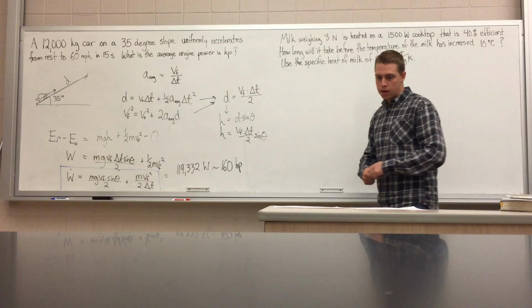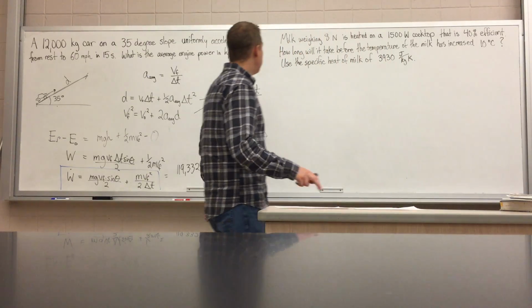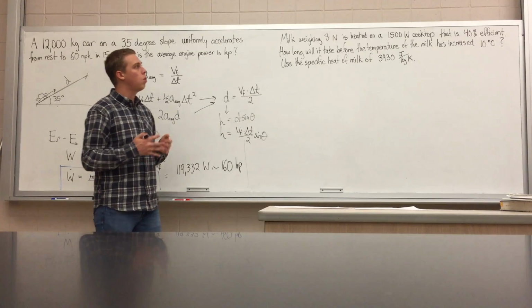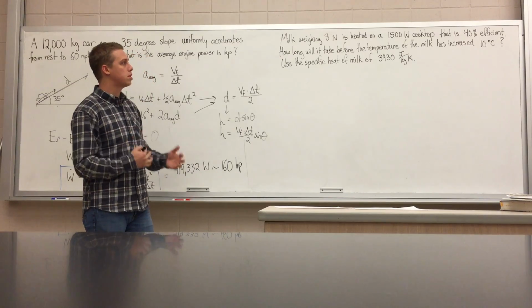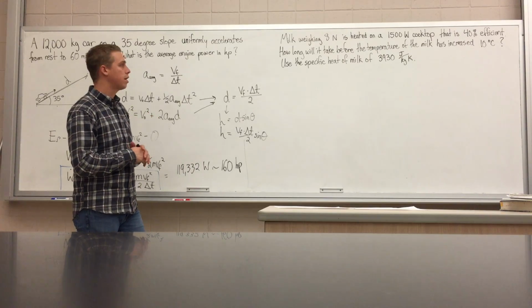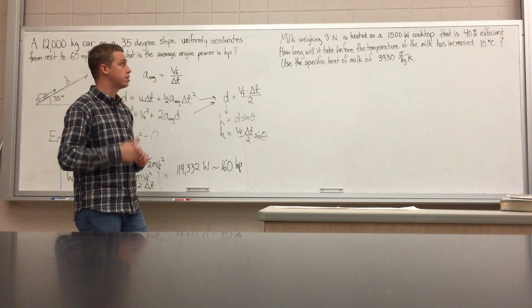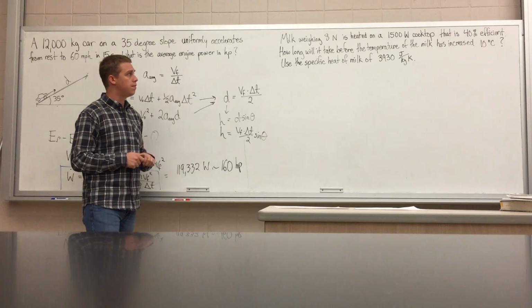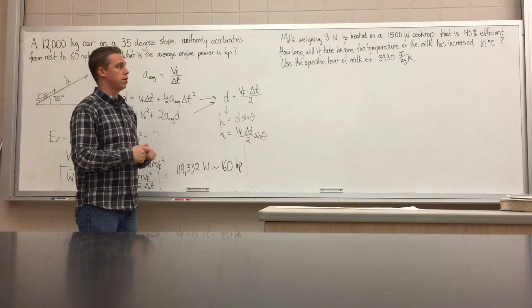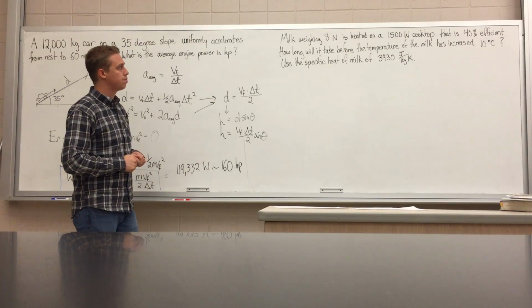All right, second question. Milk weighing 8 newtons is heated on a 1500 watt cooktop that is 40% efficient. How long will it take before the temperature of the milk has increased by 10 degrees Celsius? Use the specific heat of milk of 3,930 joules per kilogram Kelvin.